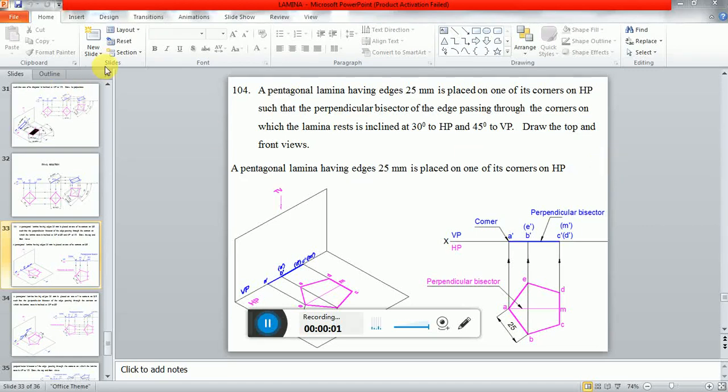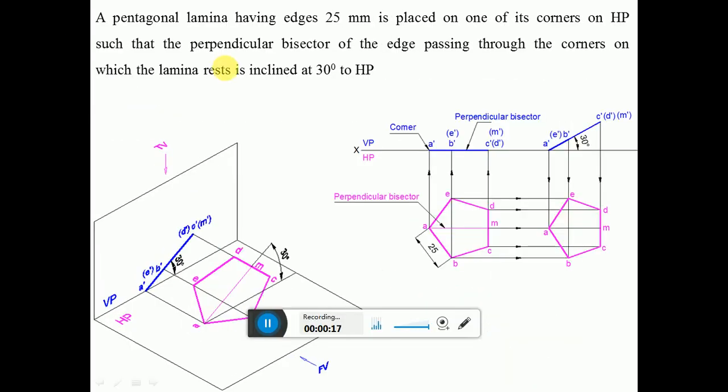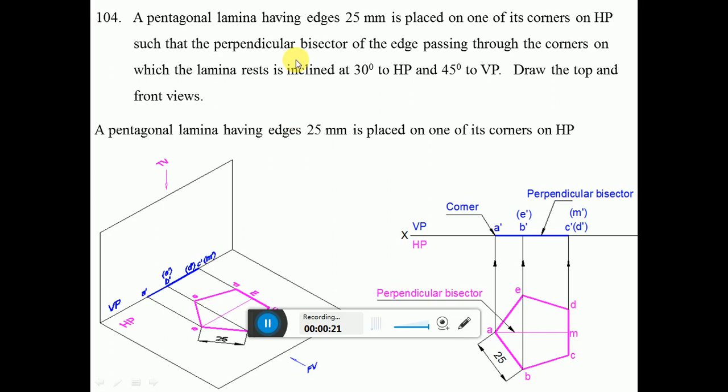Now we are going to take up one more example of a pentagonal lamina having edges 25 mm, placed on one of its corners on HP such that the perpendicular bisector of the edge passing through the corner on which the lamina rests is inclined at 30 degrees to HP and 45 degrees to VP. Draw the top and front views. So this is the problem which has been given to us.